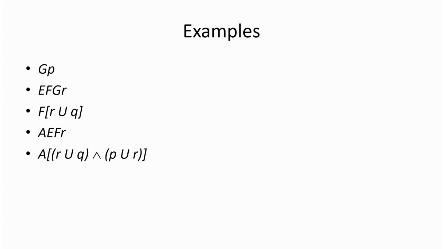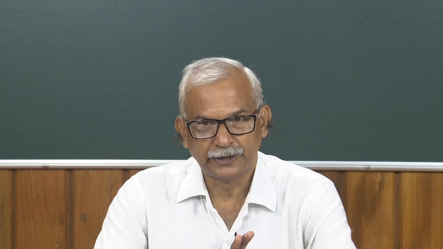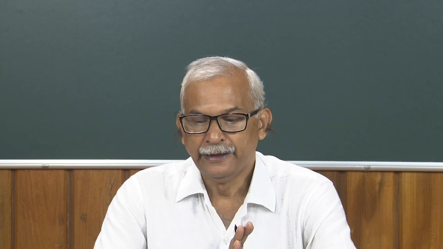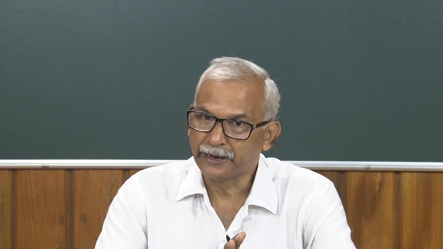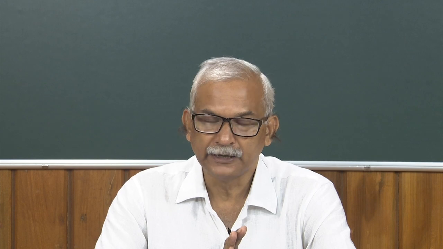Now, look at another set of formulas. Okay. In this particular case, just see that I am going to write this particular formula: F R until Q. So, what does it mean? In future, R remains true until Q becomes true. Is it a CTL formula or not? Do not confuse, it is a temporal formula, no doubt about it, because we are using temporal operators over here. What are the temporal operators that we are using? F and until, future and until. So, F R until Q.